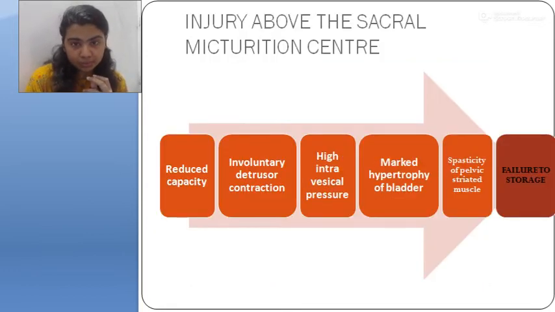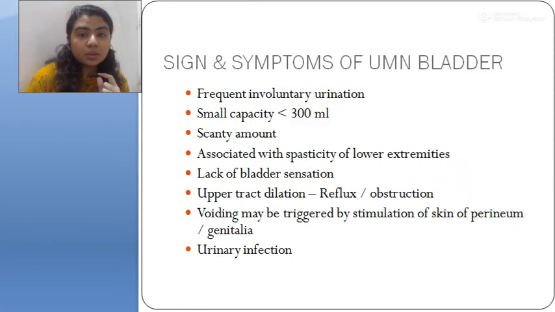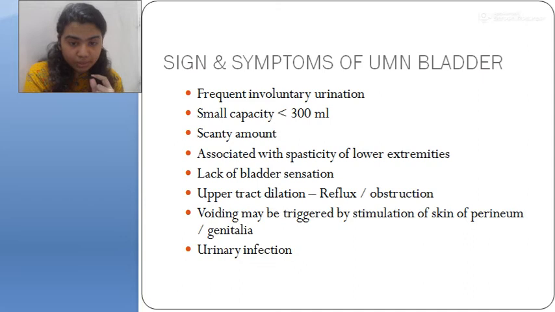Injury above the sacral micturition center will lead to reduced capacity, which will lead to involuntary detrusor contraction, high intravesical pressure, marked hypertrophy of the bladder, spasticity of the pelvic striated muscle, and failure to store the urine. Always remember that pelvic muscles are striated muscle, and that is why spasticity will develop in these muscles also.